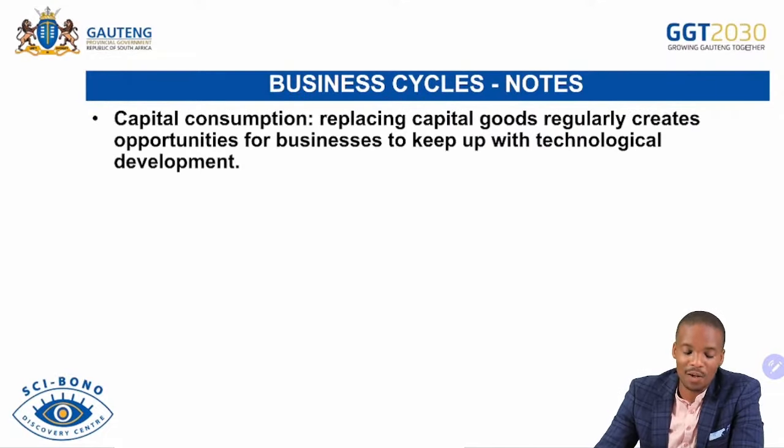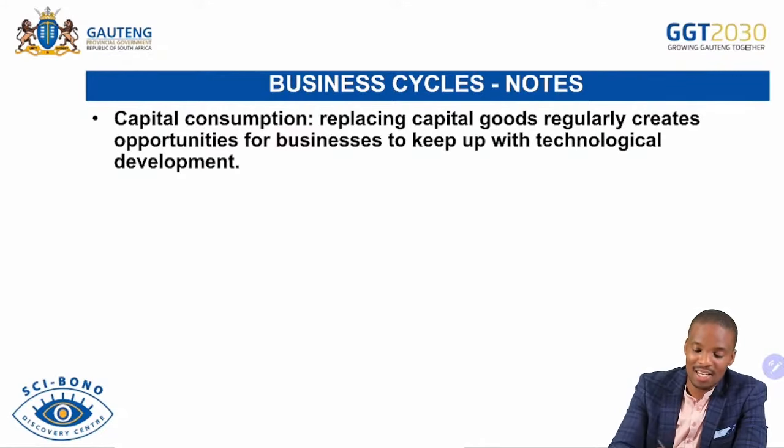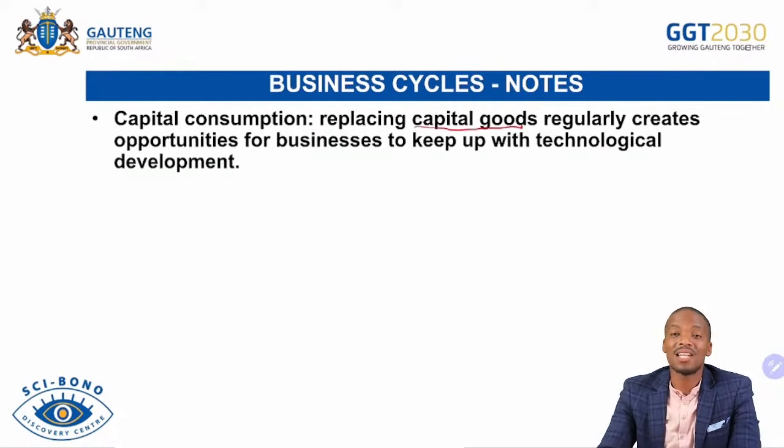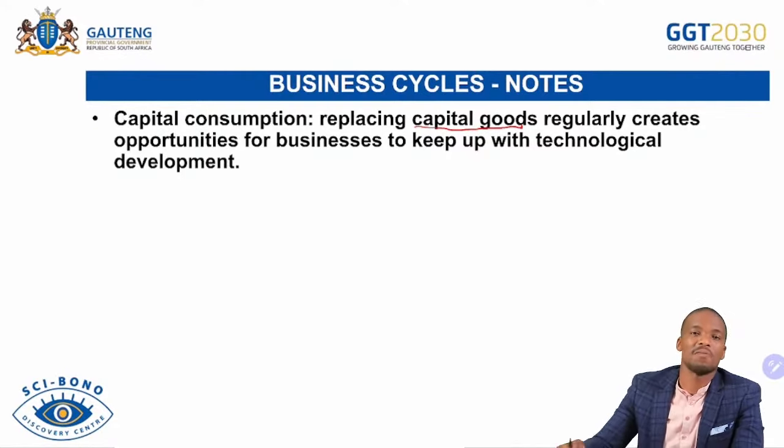Another one, capital consumption. The replacing of capital goods regularly creates opportunity for businesses to keep up with technological development. On the other side, there are capital goods that we are talking about. We talk about the machinery and the equipment that are used in the production process. So if there's also too much cost to hire them, you end up using worn out equipment that will not help you to do what? To be efficient in terms of supplying.